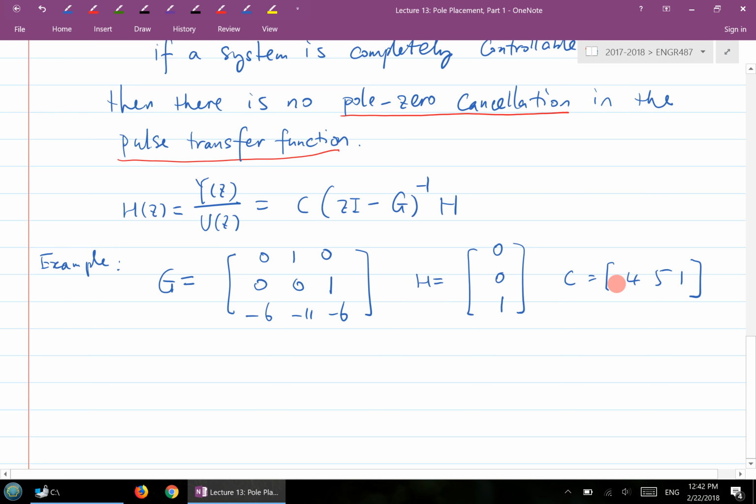So that means the system is definitely going to be controllable, because it is in the control canonical form. Of course, you can check by forming the matrix H, GH, G squared H, where n equals 3, and you'll find that the rank of this matrix is 3. So this system is controllable.